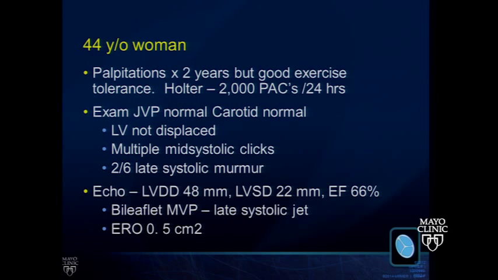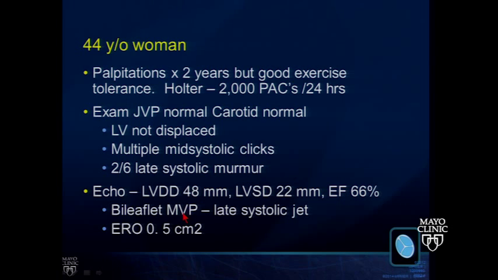A 44-year-old woman with palpitations for 2 years but good exercise capacity, had 2,000 PACs on her Holter. JVP is normal, carotid is normal, LV is not displaced, multiple mid-systolic clicks, a 2/6 late systolic murmur. Her end diastolic dimension is 48, her end systolic dimension is 22, her EF is 66%.